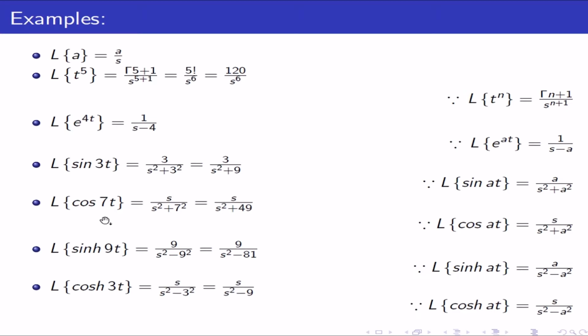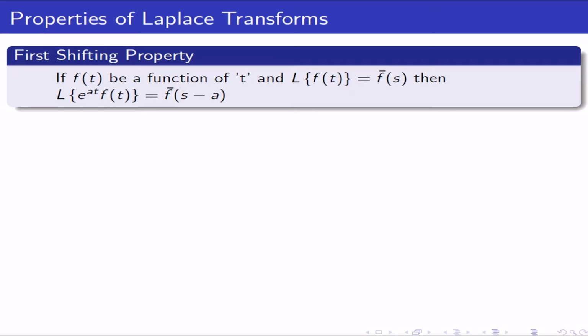Next, the Laplace transform of hyperbolic sine 9t is equal to 9 upon s square minus 9 square, by the formula that the Laplace transform of hyperbolic sine of at is equal to a upon s square minus a square. And similarly, the Laplace transform of hyperbolic cos of 3t is equal to s upon s square minus 3 square, which can be written as s upon s square minus 9. Similarly, 9 square can be written as 81. These are all basic examples which I have given for a better understanding of the Laplace transform of the standard functions. Let us see some basic properties of the Laplace transform.